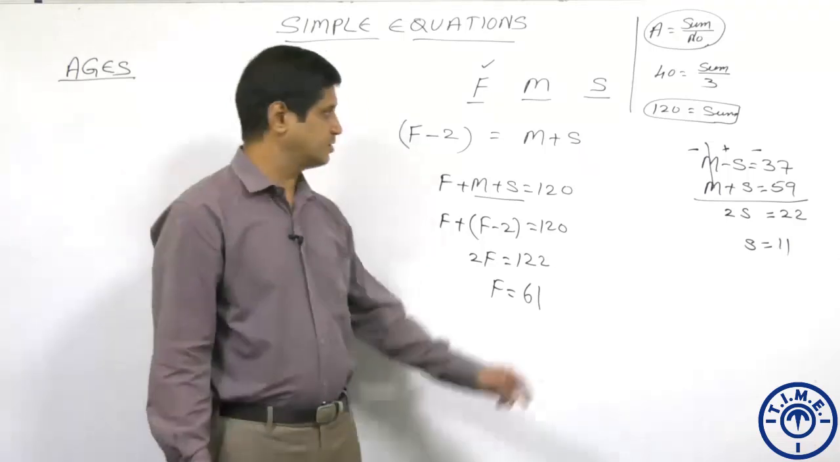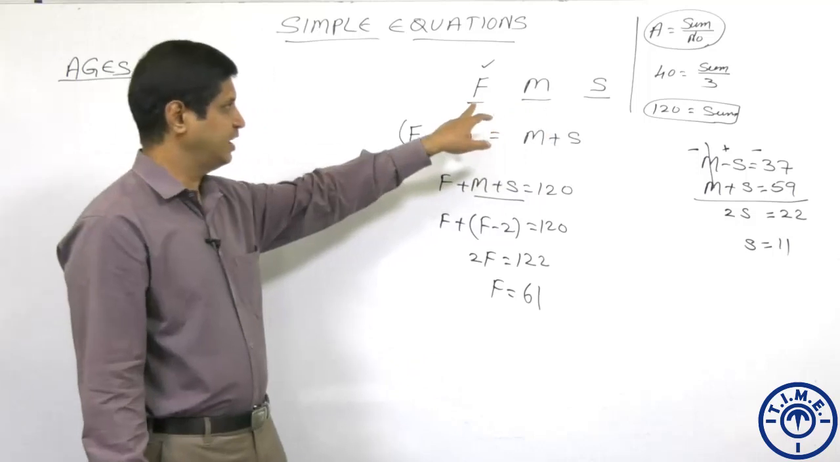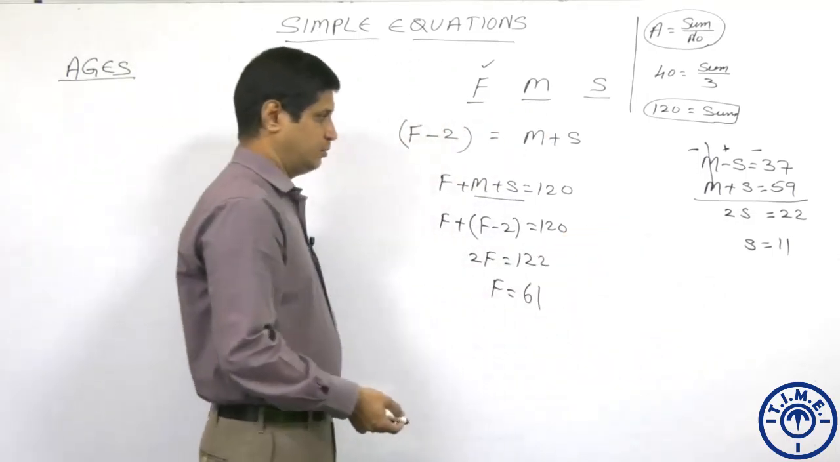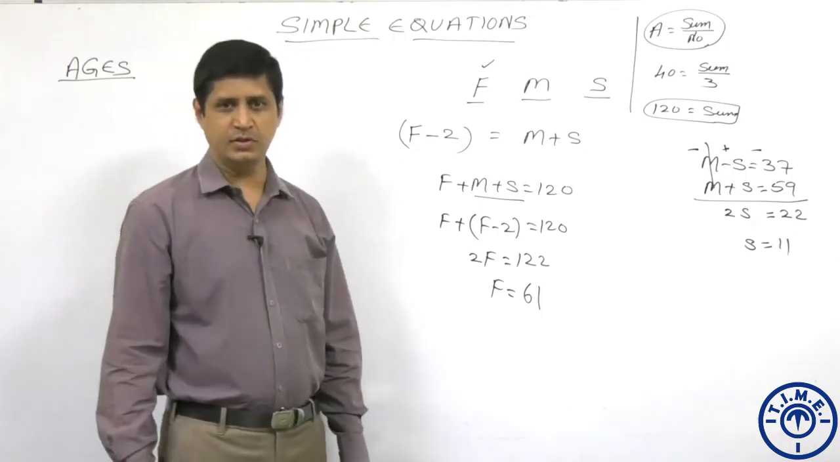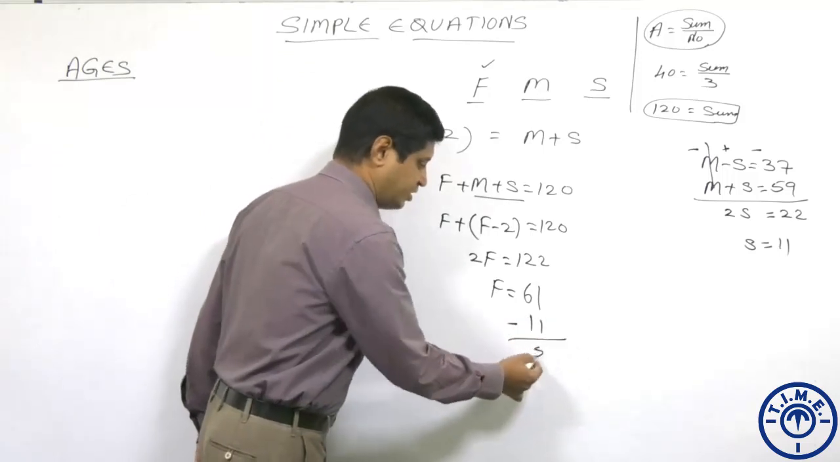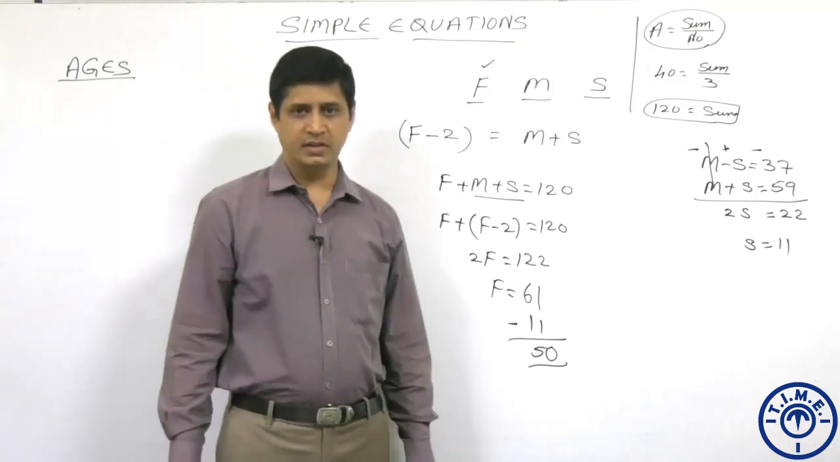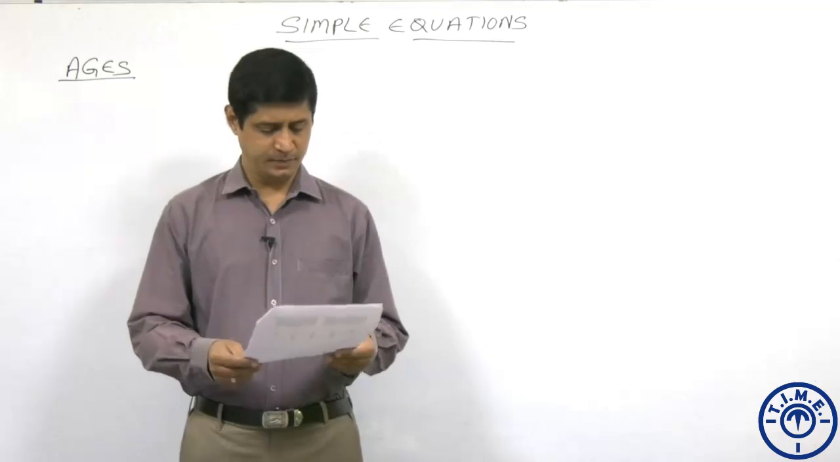At the time of birth of his son, what was the age of the father? So the son is 11 years old, which means he was born 11 years ago. 11 years ago the father's age was 50 years. It was 50 years, so now what is the right choice? Option 2. Now look at the next question.